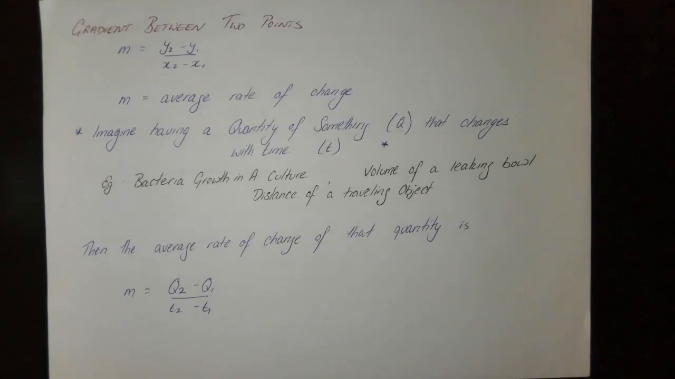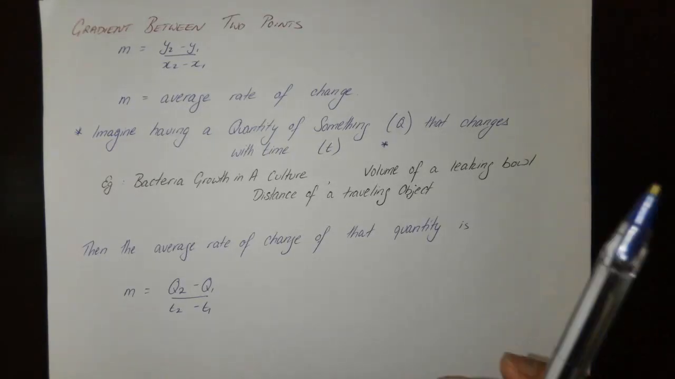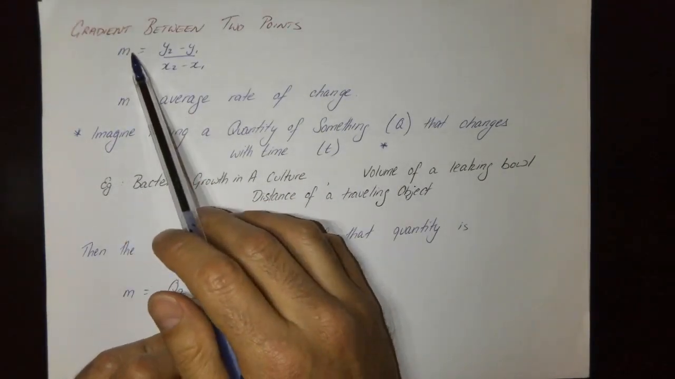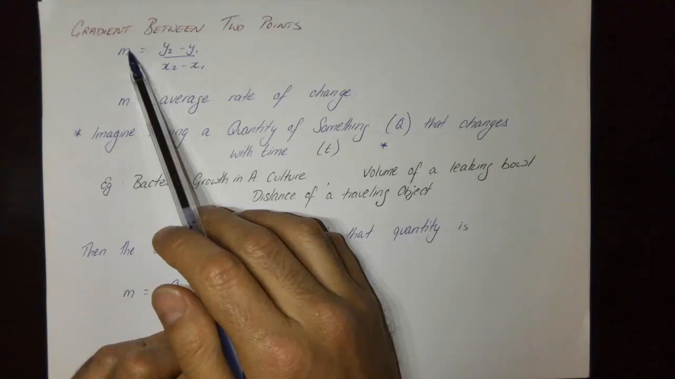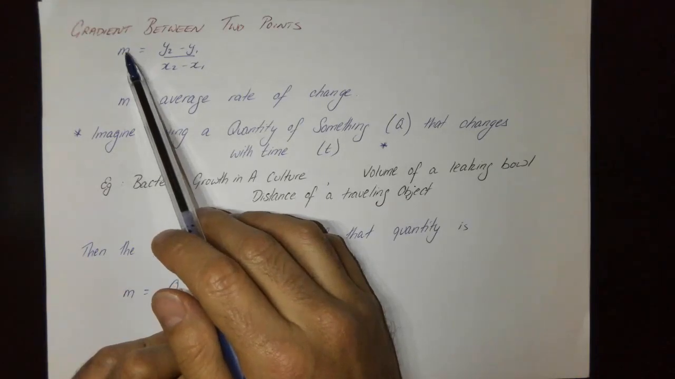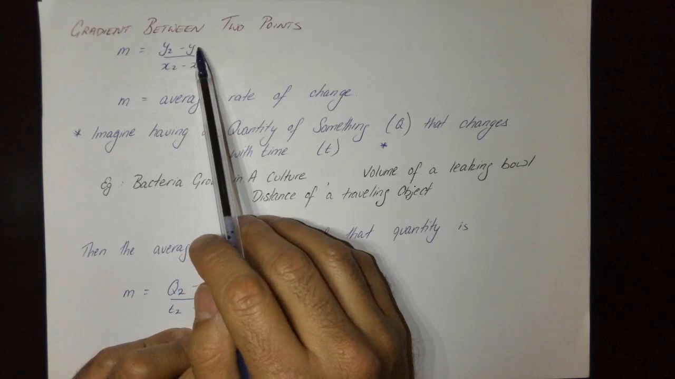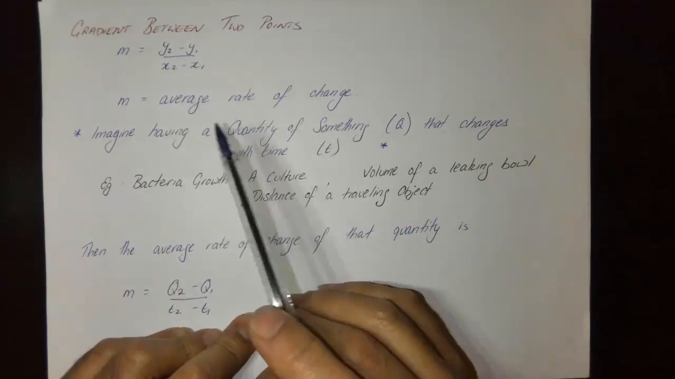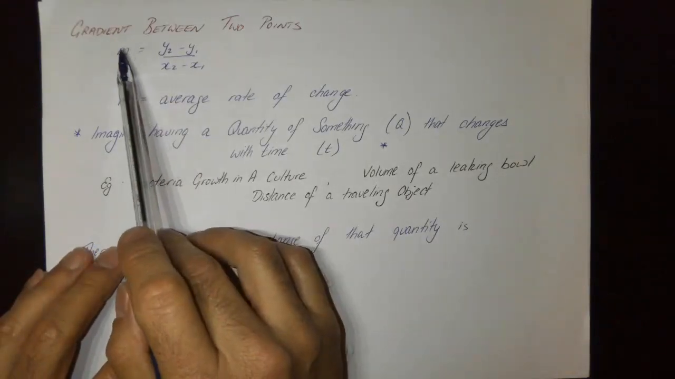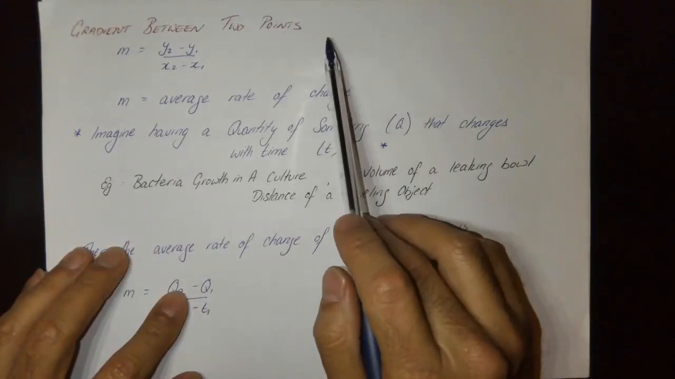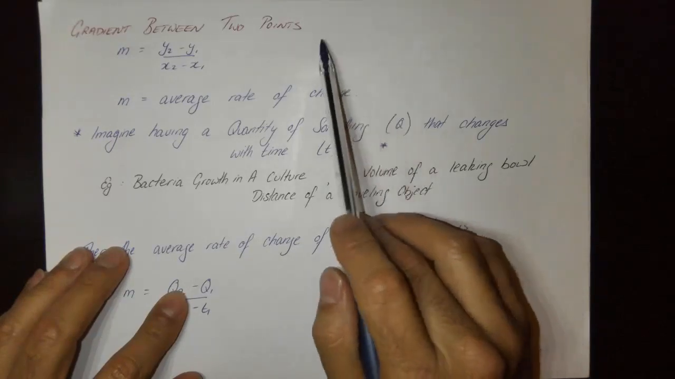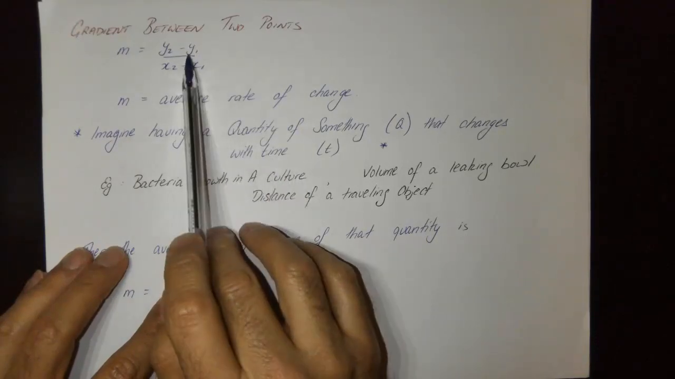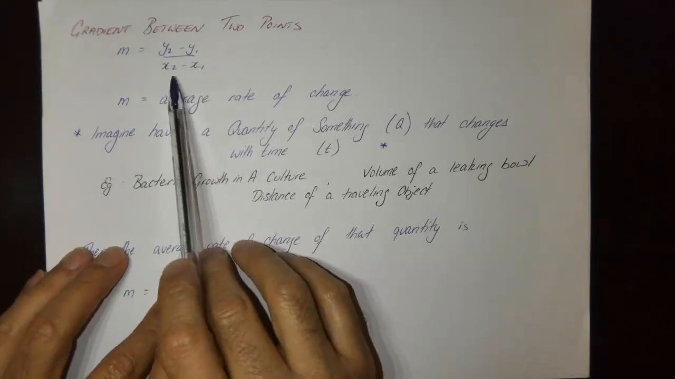So we learnt that the gradient between any 2 points is represented by the letter m, and we can calculate it by the rise over the run, so the difference in the y values, y2 minus y1, over the difference in the x values, x2 minus x1. So because we've taken 2 points and we want to find the rate of change between those 2 points, it's considered the average rate of change because we're taking the difference and we're trying to average it out.